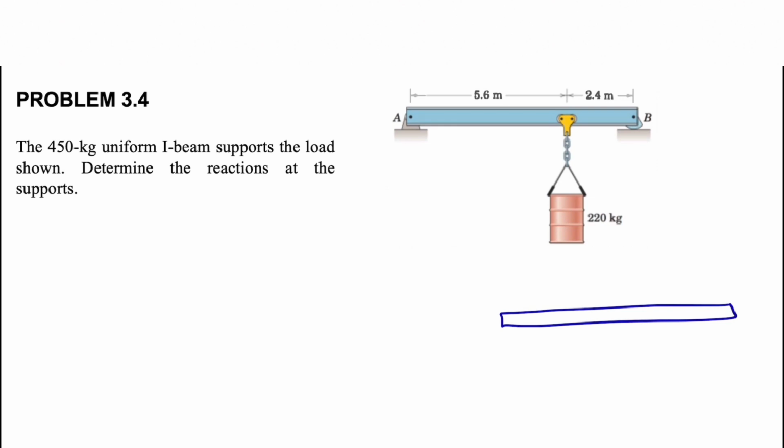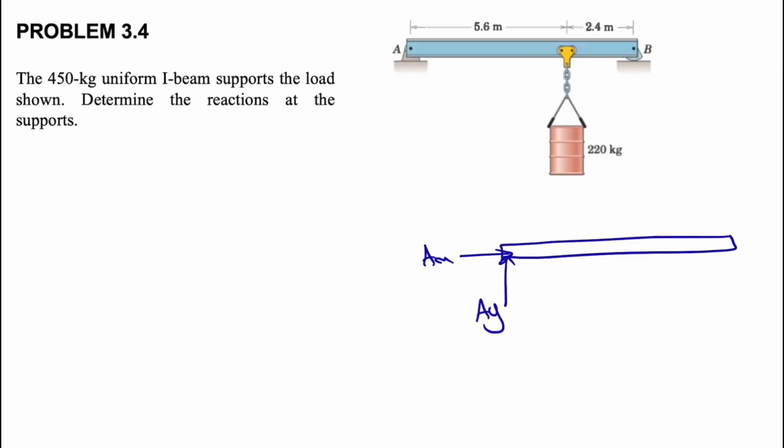So as we can see at point A, we have a pin, which means we have both X and Y components. Let's call them Ax and Ay, and since it's a pin, it can rotate freely, so we don't consider any moment. And if we look at the beam, we see that we have a uniform beam, and the length would be 5.6 plus 2.4, which will be 8. And since it's uniform, the centroid would be exactly at the center, and we know this distance is 8 divided by 2, which is 4, and the unit is meter.